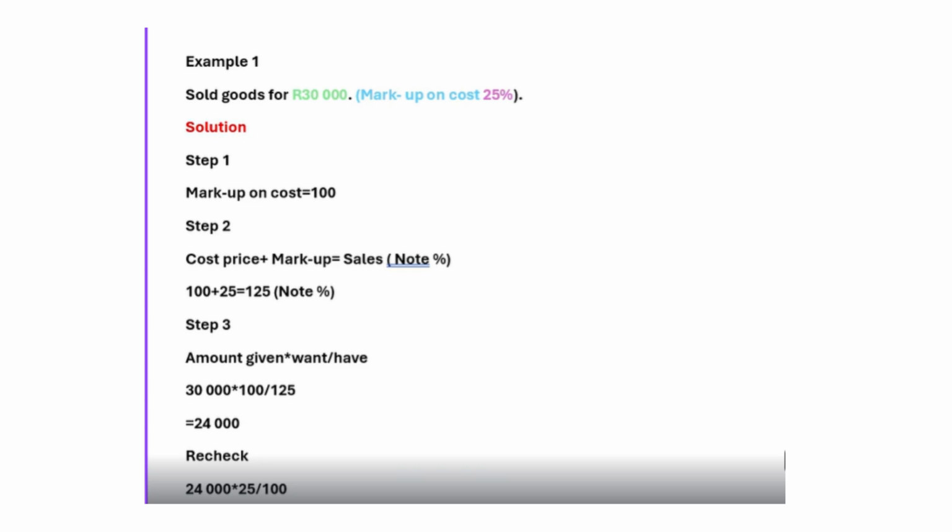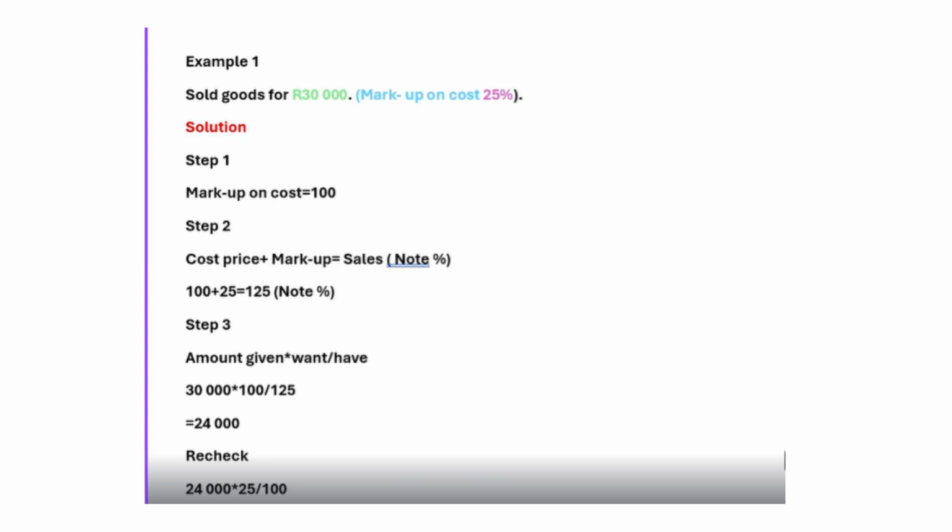And now we go to our final step, which is step 3, where we'll be using the value, which is 30,000 in this example, multiplied by what we want. So we want the cost price because we have the selling price, which means it's going to be 30,000 times 100 divided by 125, and that will give me 25,000. So the 100% is what we want, which is our cost price, and what we have is our selling price. So that's how we get our answer.